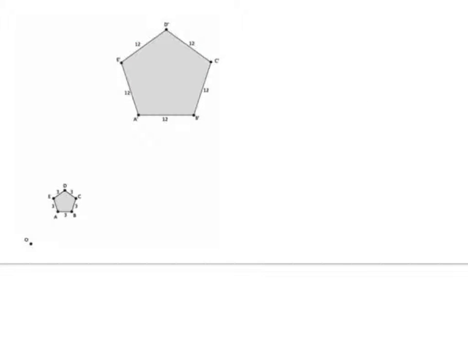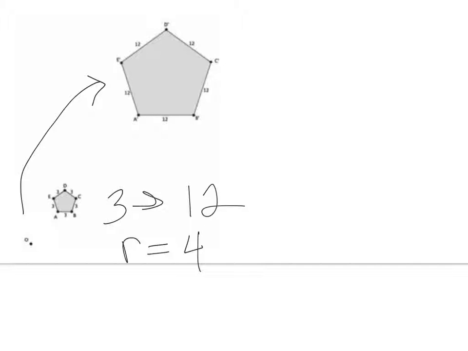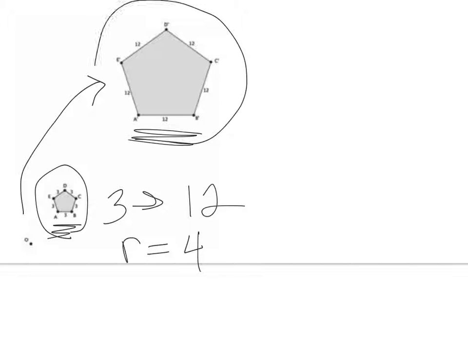If we look, we went from polygon A, B, C, D, E to polygon A prime through E prime. The length of my sides went from 3 to 12, so it looks like my scale factor is 4. All of the lengths are equal to the scale factor times the original length. Each side length of this regular polygon is 3, and each side length of this regular polygon is 12, which is 4 times 3. And if we measure the angles, the angle measurements are all equal.